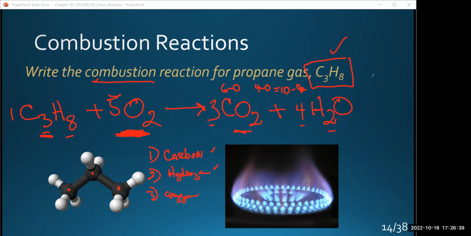Anyway, key points as far as the combustion of hydrocarbons. 1, only those hydrocarbons which are made up of carbon and hydrogen only, we're going to work with. Second point is you require oxygen for it to burn. Third point, the only two products you're going to make from this combustion are carbon dioxide and water. And then to balance it, you balance the carbons first, then the hydrogens, then the oxygens, and everything falls in place.